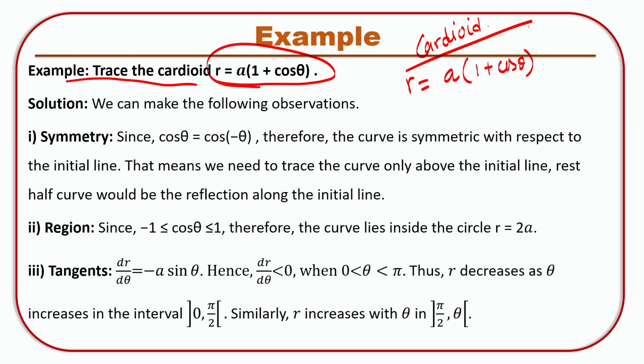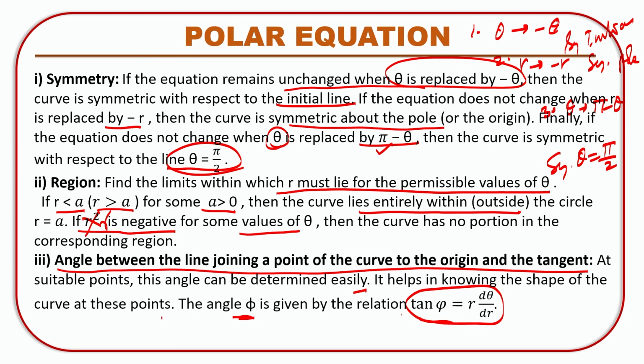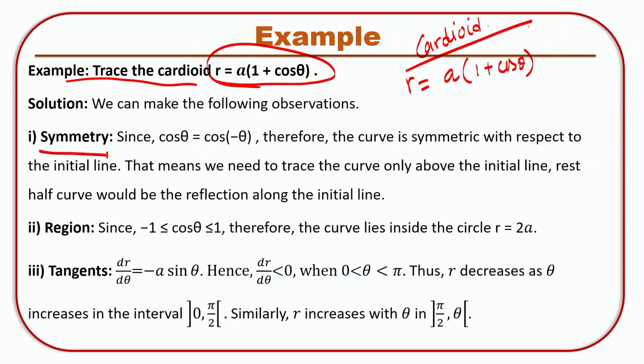We have to check first symmetry. The first one is the symmetry, the second one is the region, and the third one is the angle between the radius vector and the tangent. Firstly, symmetry: put theta equal to minus theta, and this will be cos of minus theta, which equals cos theta. So it does not change, which means it is symmetrical about the initial line, right?